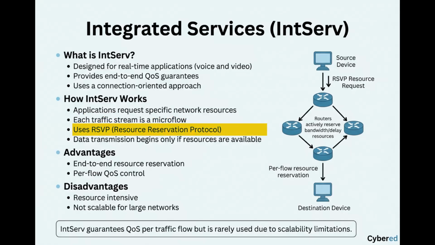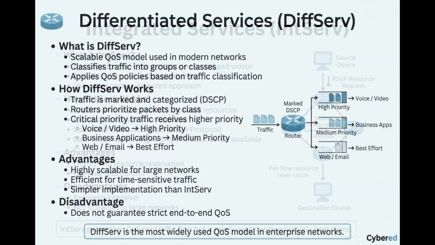To reserve network resources, integrated services uses the resource reservation protocol. If sufficient resources are unavailable along the path, the data transmission does not begin. The advantages: provides end-to-end resource reservation and allows per-flow quality of service control. The disadvantages: resource intensive and not scalable in large networks due to maintaining state information for each flow.